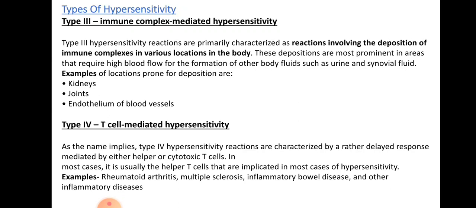Next is type 4 T-cell mediated hypersensitivity. As the name implies, type 4 hypersensitivity reactions are characterized by a rather delayed response mediated by either helper or cytotoxic T cells. In most cases, it is usually the T helper cells that are implicated. Examples: rheumatoid arthritis, multiple sclerosis, inflammatory bowel diseases, and other inflammatory disorders or diseases.